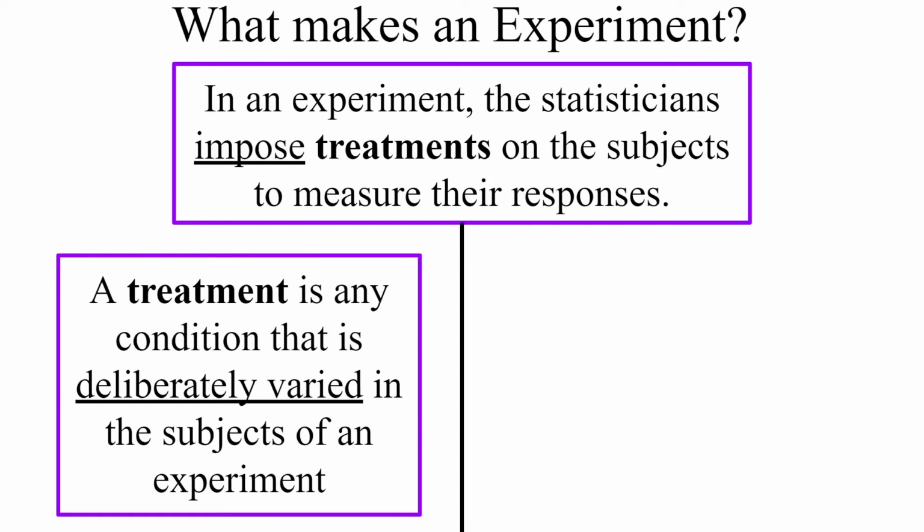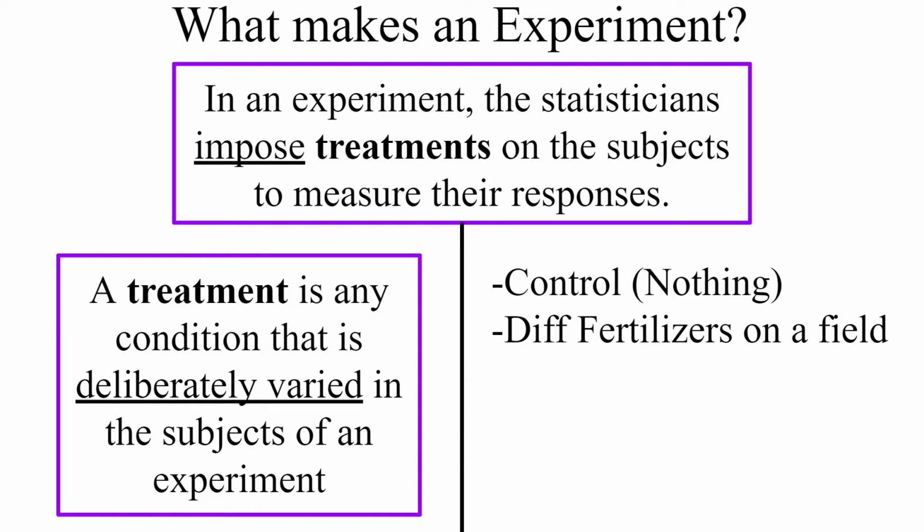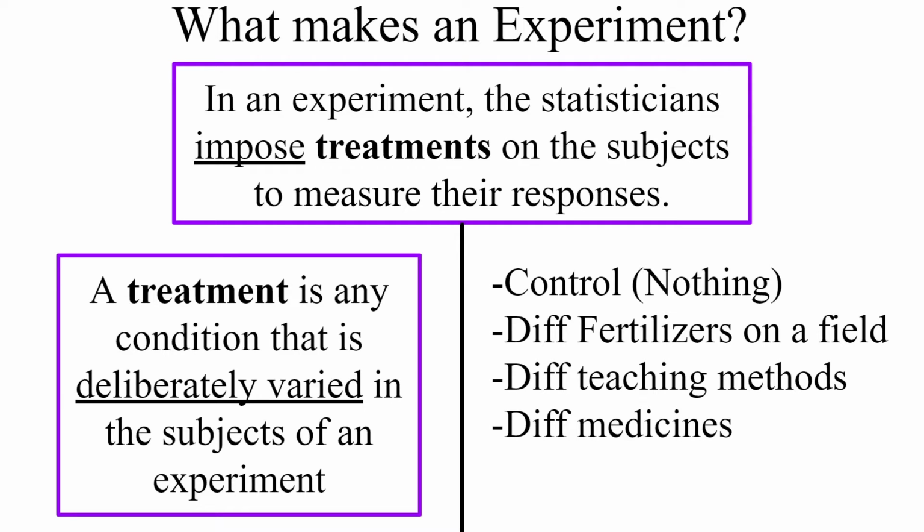A treatment is any condition that is deliberately varied in the subjects of an experiment. So here are some examples. You could have a control, so just whatever we're measuring, like let's say it's exercise, like, hey, don't do anything. Don't change anything about how you exercise. For example, different fertilizers on a field. Different teaching methods. You could prescribe those to different groups of students. Different medicines. And different exercise routines. These are all examples of treatments. If the statisticians are doing something to the subjects, it's an experiment.